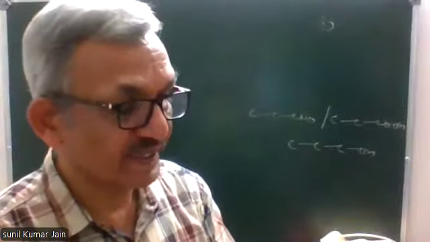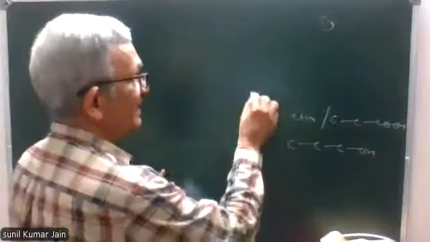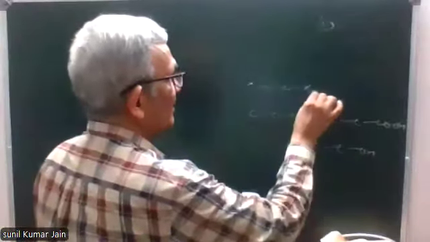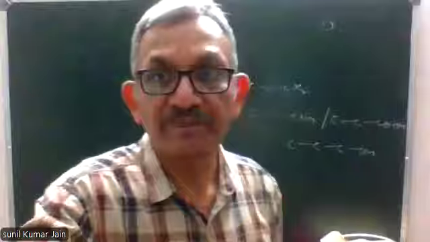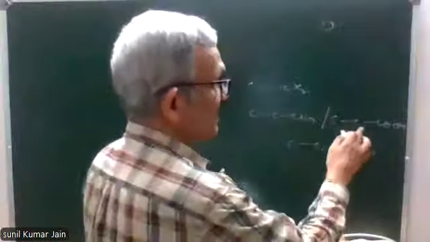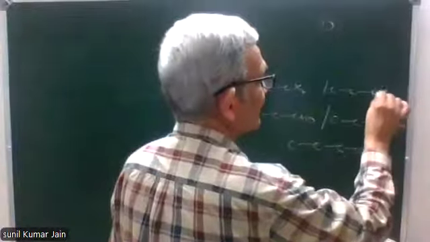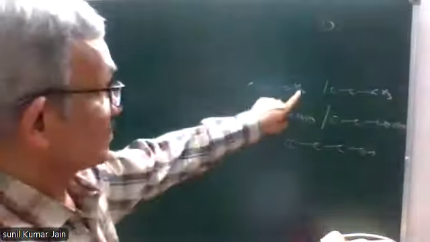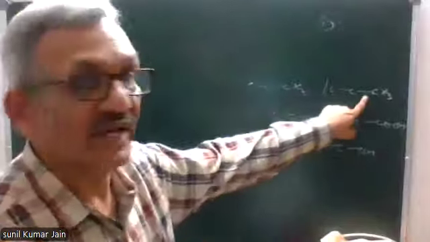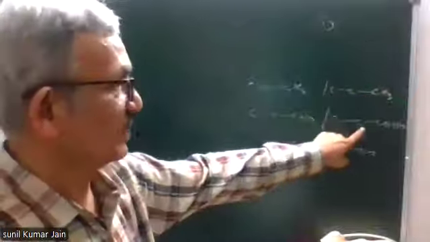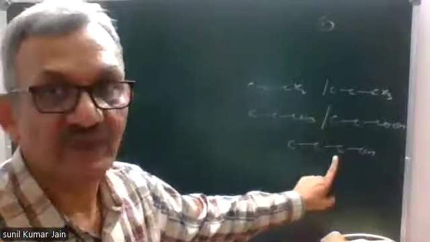Now this C is obtained by the reaction of B with aqueous NaOH. If C is an aldehyde, then B should be a dihalide, a geminal dihalide. And if it is a carboxylic acid, then it should be a trihalide. So if this is 1,1-dihalopropane, aqueous NaOH will give propanal. If this is 1,1,1-trihalopropane with aqueous NaOH, the product will be propanoic acid, and both on reduction will give 1-propanol.